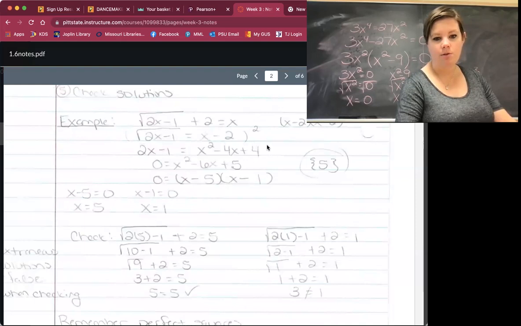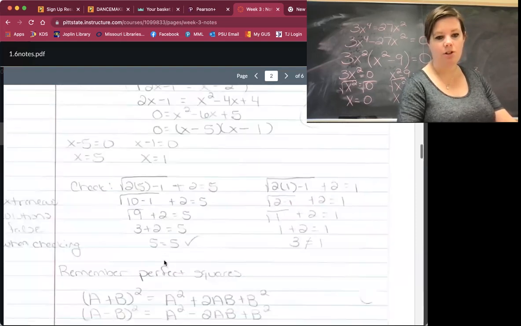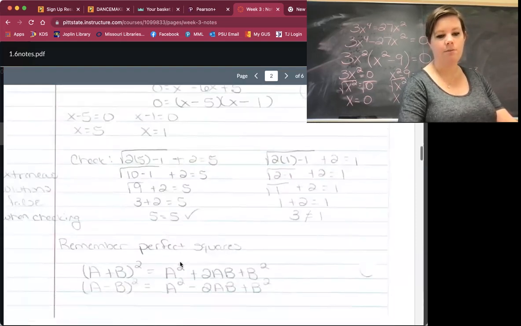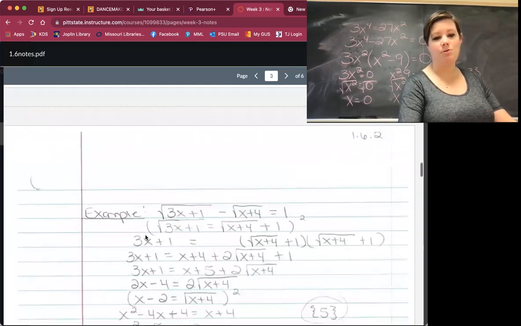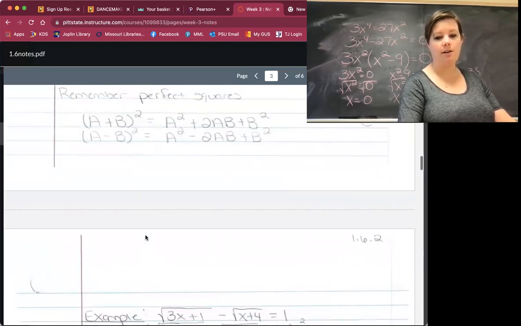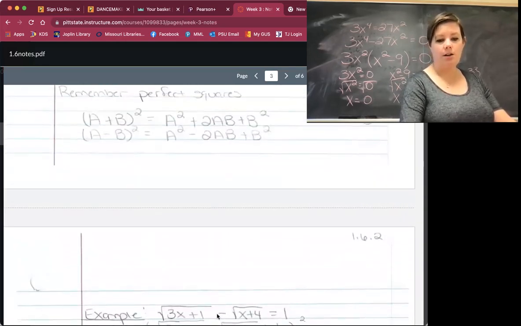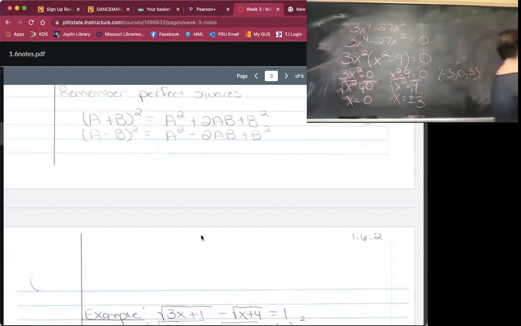So notice there's the problem, we check the solutions, there's the extraneous solution. I put a reminder there about perfect squares. It would save you foiling a little bit, but it's really not necessary that you have to do that. So right here is the next problem that I'm going to put on the board and work with you.